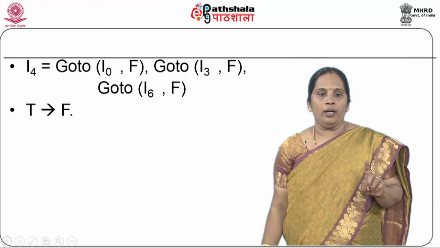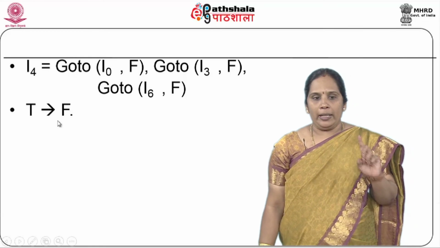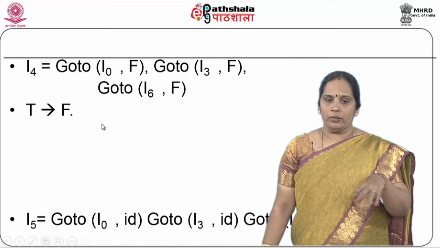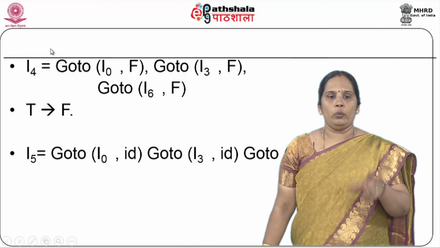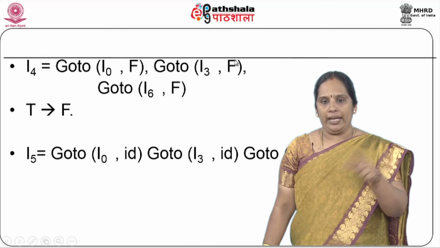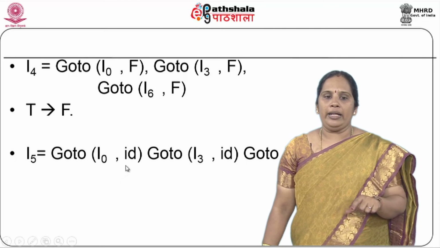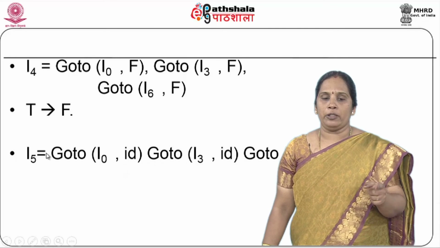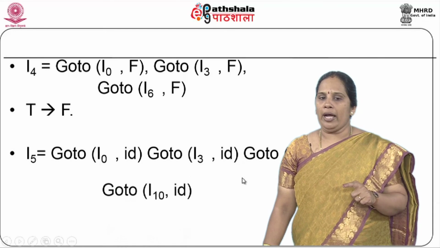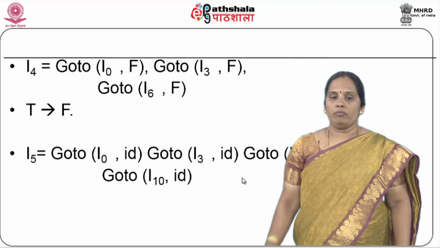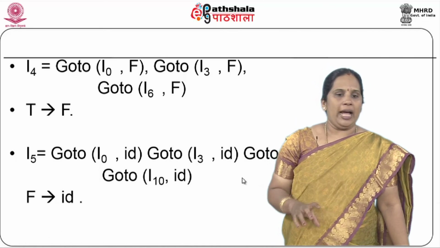So, I cannot call T produces dot F and T produces F dot as same. T produces F dot and T produces one more F dot will basically be same. So, this I4 will correspond to I0 comma F as well as I3 comma F as well as I6 comma F. I5 corresponds to I0 comma ID as well as I3 comma ID as well as I6 comma ID and I10 comma ID. Now, all these four Gotos will result in F produces ID dot only.